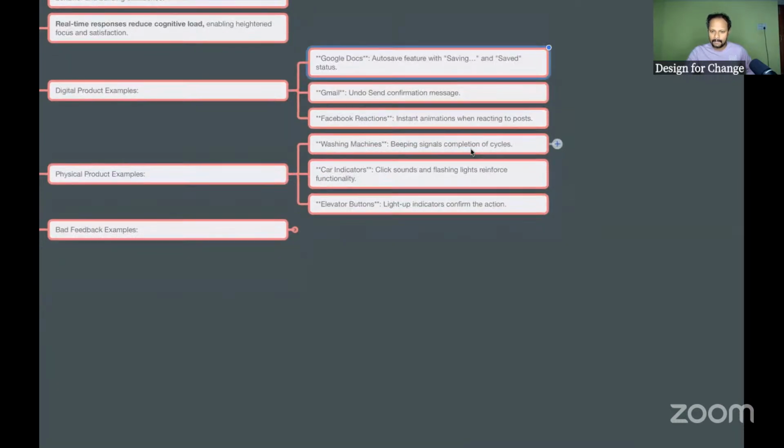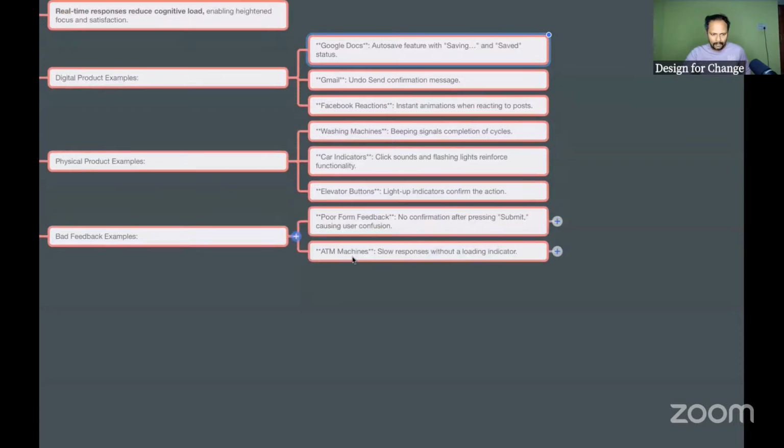Physical products, a beep signals the completing of the cycle, right? A washing machine completes the washing cycle and a sound comes. Car indicator, elevator buttons. See, many examples. Let's talk about bad feedback.